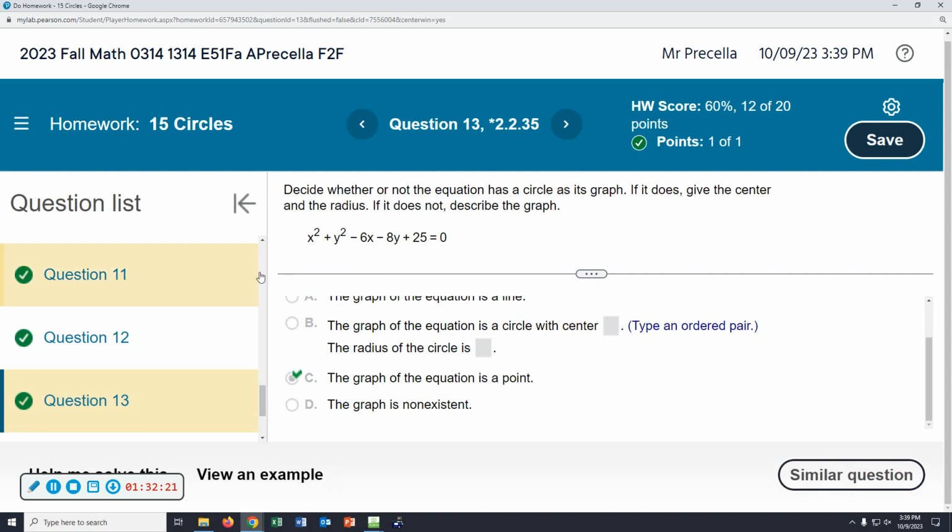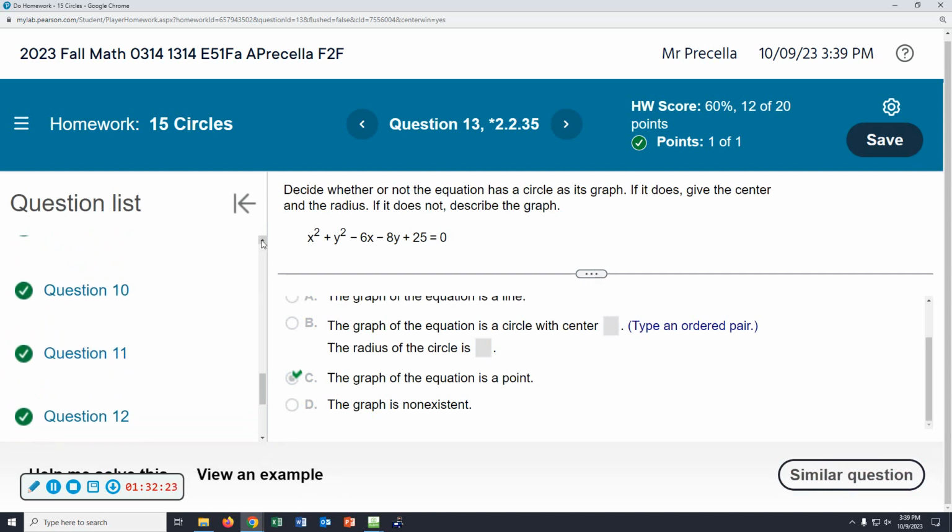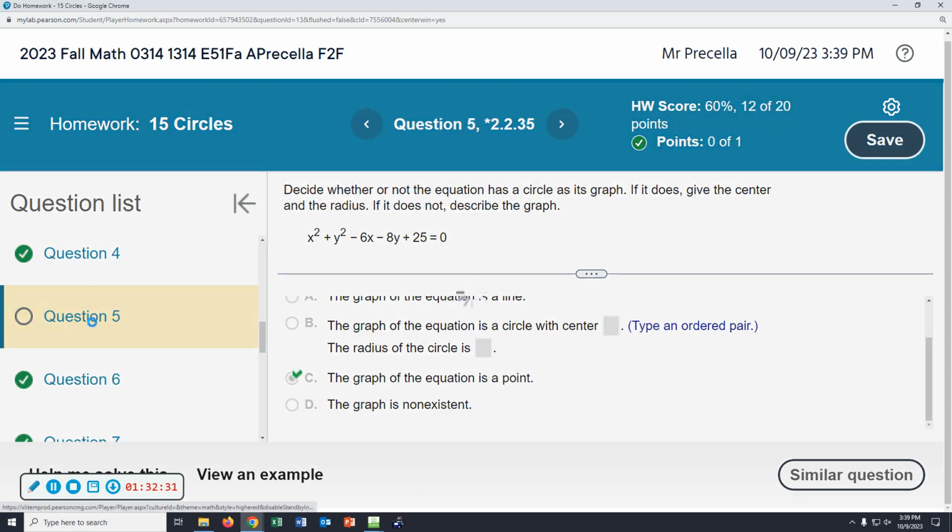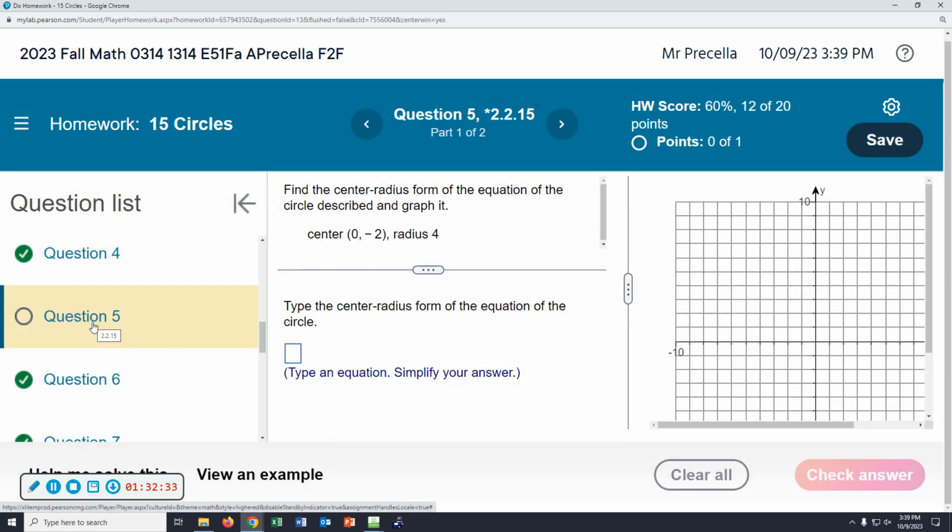Any questions there? Oh, this went quicker than I thought it would. Did I skip any? Let's see. Hey, we skipped number 5. Why did we skip number 5? Oh, well, this seems pretty easy now, doesn't it? Okay. Find the center-radius form of the equation of the circle. Has a center at the point 0, negative 2. And the radius is 4.